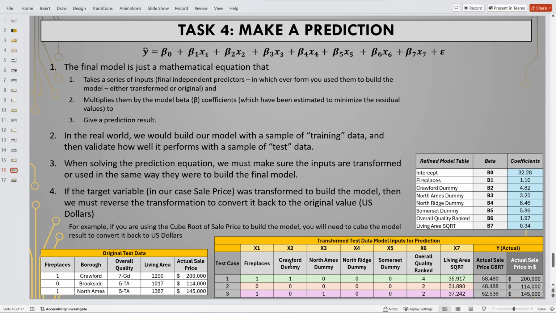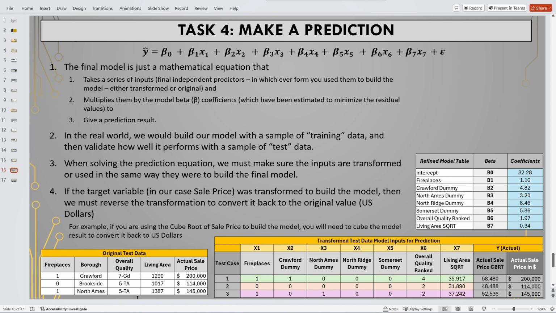Our nominal variable we had to dummy code into ones and zeros. So for this first one in the Crawford neighborhood, we see a 1 for Crawford and a 0 for the other values. Second one was in the Brookside, so that's our reference category, which is why we see zeros across here for our inputs. And North Ames has a 1 in North Ames and a 0 for the remaining boroughs.